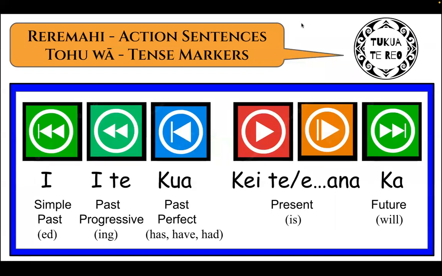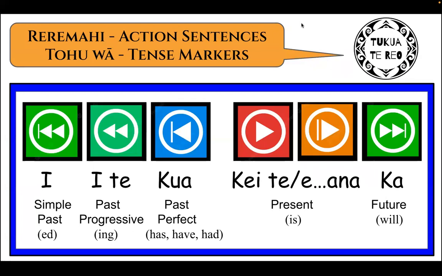So the tense markers that are most commonly used when you start learning Te Reo Māori are these 6. There are 3 that all relate to the past tense, but they all have very subtle differences when they're translated into English. They are ite, and kua.